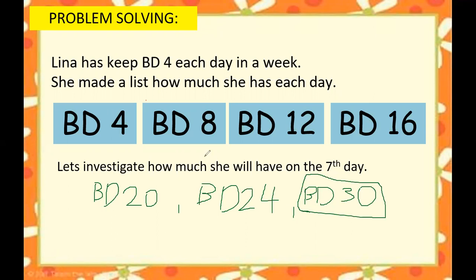Understood now? So how are we going to find the rule to complete the sequence? You need to find the rule by subtracting the first and second digit. So this will be 8 minus 4. So the rule is add 4 each time until you complete the required number of terms in the sequence. Okay, I hope you understand this lesson. You can watch the video many times until you understand how to complete the next terms.